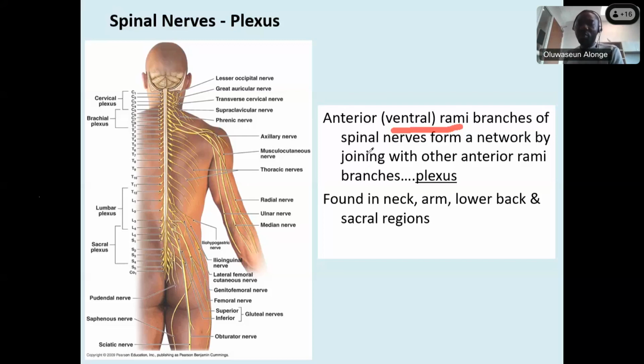All right. Now we said that plexus are networks of nerves that are carrying the same information and going in the same direction. All right. So anterior rami branches of spinal nerve form a network by joining together with another anterior rami to form what we call plexus. You find them in the neck, in the arm, lower back, and sacral region.